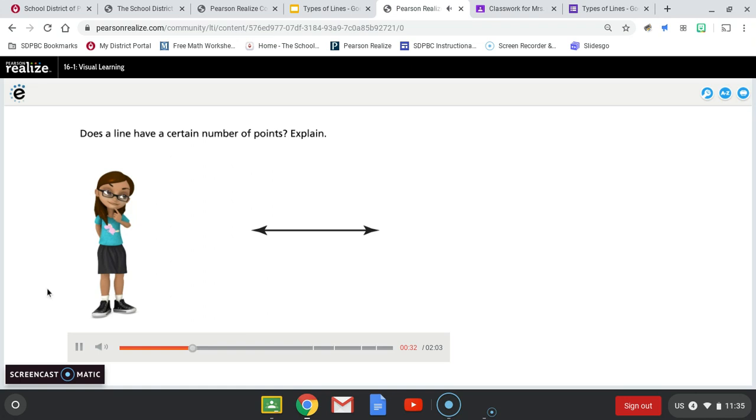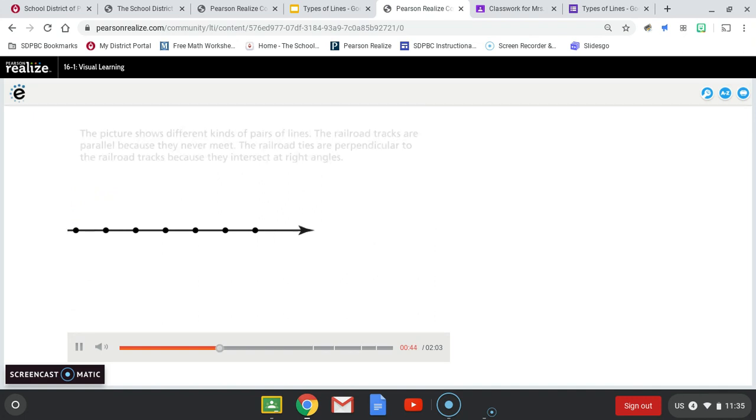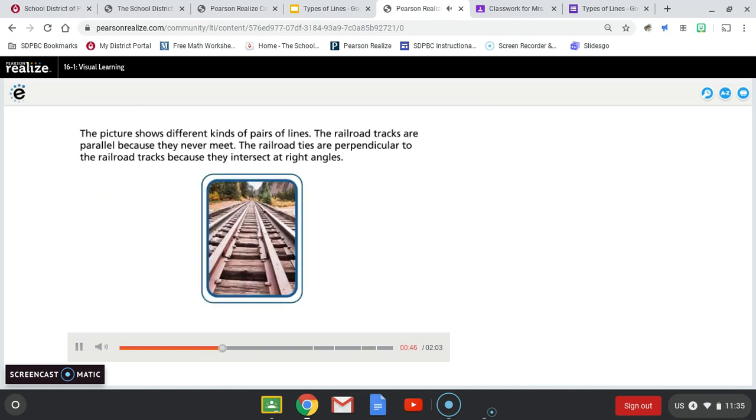Does a line have a certain number of points? Explain. No, there are an infinite number of points on a line. The picture shows different kinds of pairs of lines. The railroad tracks are parallel because they never meet. The railroad ties are perpendicular to the railroad tracks because they intersect at right angles.